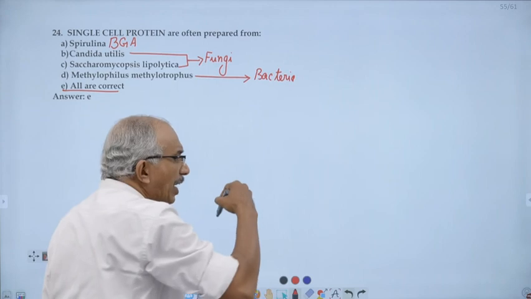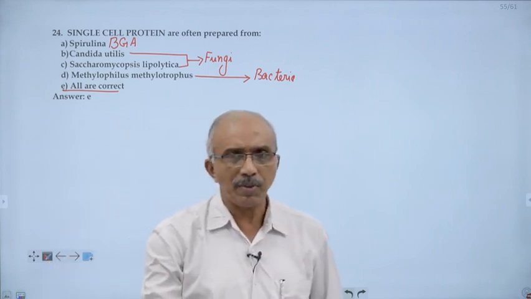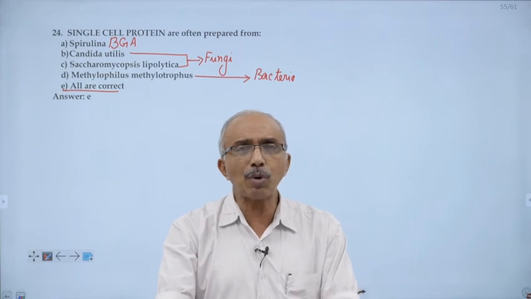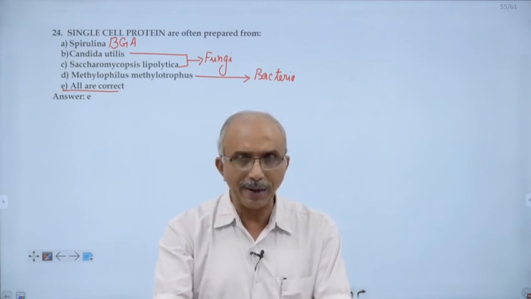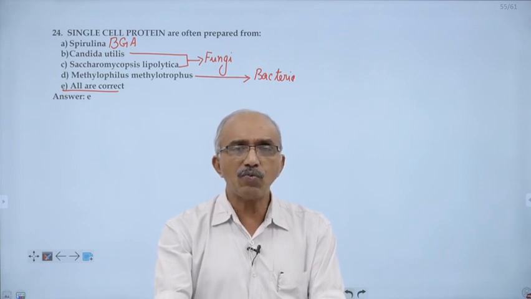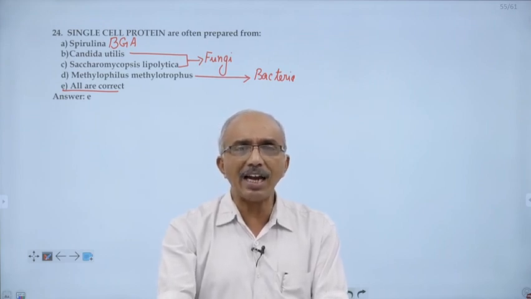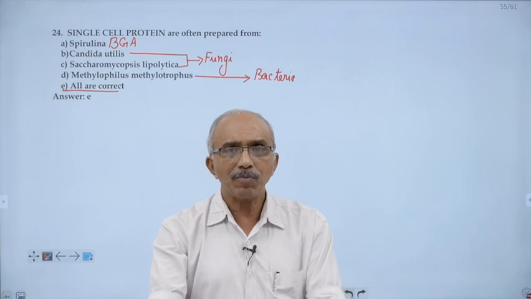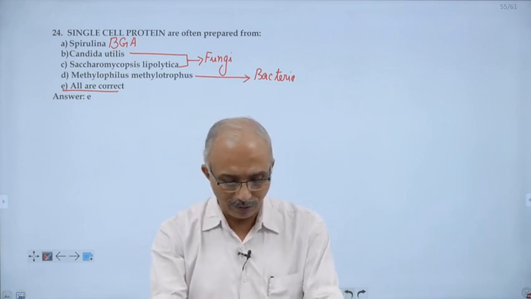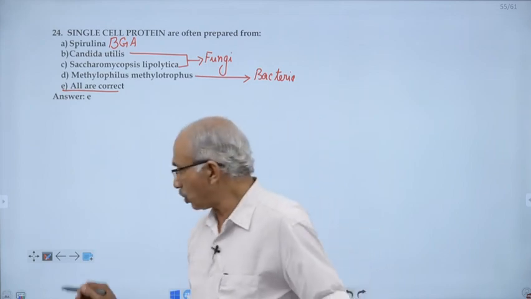So different types of organisms are used to produce single cell protein. Blue-green algae, spirulina, fungi, candida and Saccharomyces. Then bacteria, Methylophilus methylotropus. Okay. Question number 25.